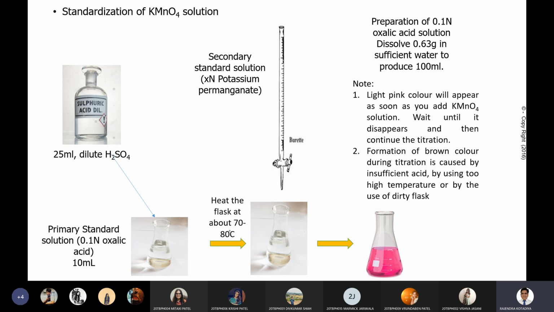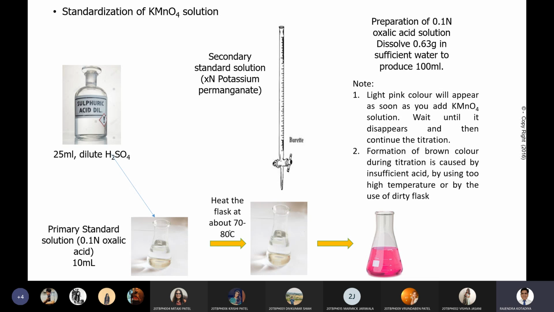Okay, so again I am repeating the process. You will take a conical flask, in that you will add 10 ml 0.1 normal oxalic acid, our primary standard solution. We'll add 25 ml dilute sulfuric acid, that gives us acidic medium. We need to heat the flask at around 70 to 80 degrees Celsius. Then we have to titrate the resultant mixture with our secondary standard solution, that is nothing but potassium permanganate solution, till you get permanent pink color.